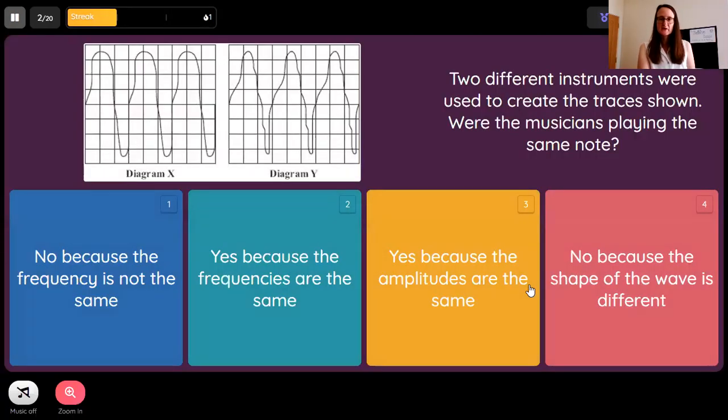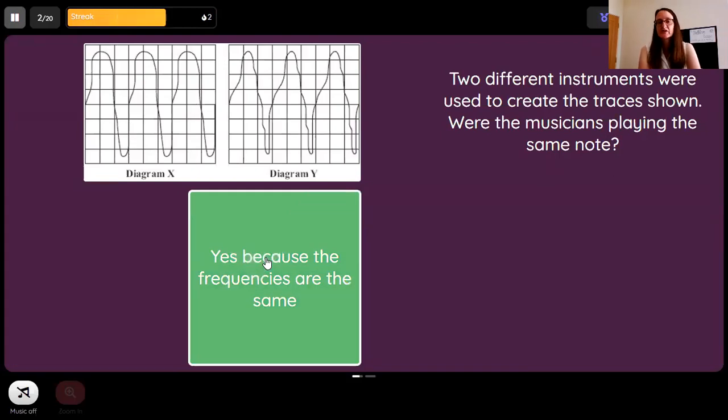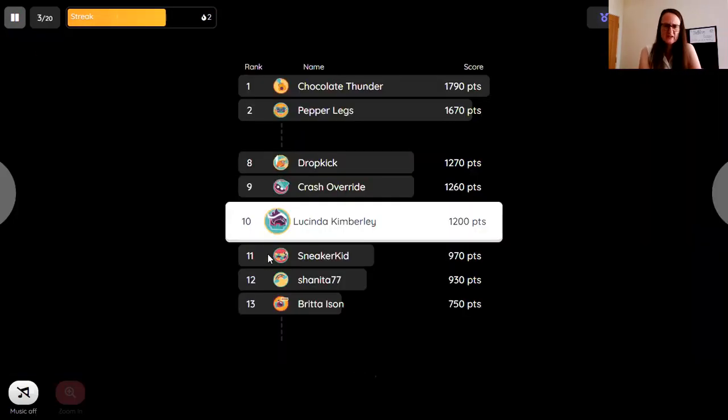Okay, now here it tells us that two different instruments are used to create the traces shown where the musician's playing the same note. When we look at them, we can see that the frequency is the same for each of them because on our oscilloscope traces, the x-axis is time. And you can see that the time taken for each waveform is exactly the same. So we need to click yes because the frequencies are the same. The different shape is just because they're on a different instrument.